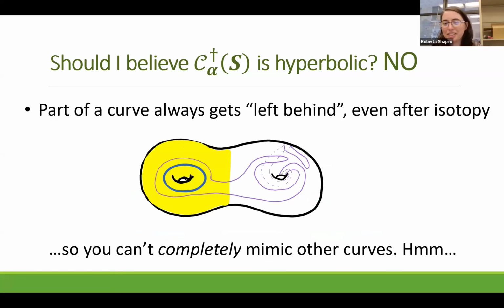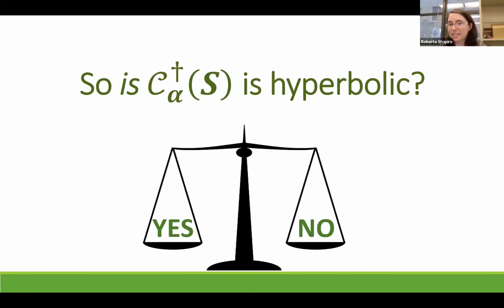And now I'm going to try and convince you that it's not hyperbolic, or maybe that the yes isn't so strong. And here's the main idea. If we have this blue curve, for example, no matter how we try to isotope the blue curve, no matter how crazy it gets, part of the blue curve will always be left behind in this yellow region. So somehow we can't escape part of the surface if we're a curve. So we can't completely mimic other curves because we always retain some of the information of the original curve. So given this, is the subgraph hyperbolic?